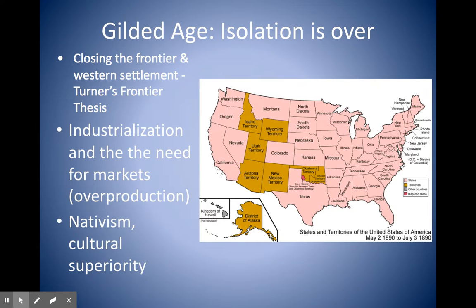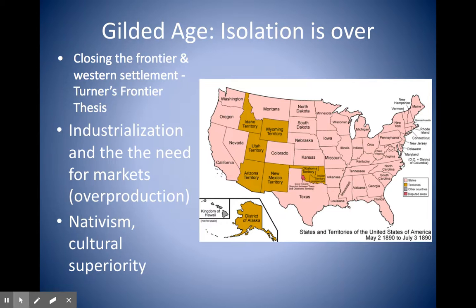You also have driving this a sense of nativism, a sense of cultural superiority. This speaks back to that eugenics idea that I mentioned in the previous section, where you have people thinking that Anglo-American white people are the keepers of civilization, and that anybody who doesn't fit within that racial type, that ethnic type, somehow is not as good as we are, and that it is up to us to take civilization to other people.